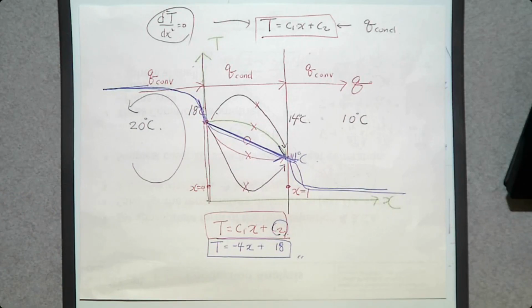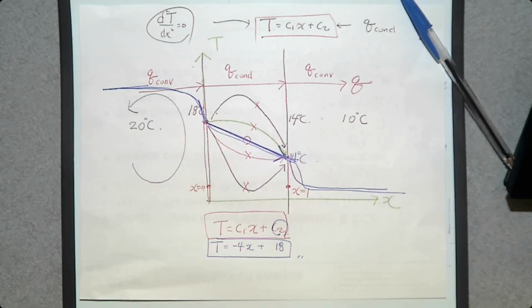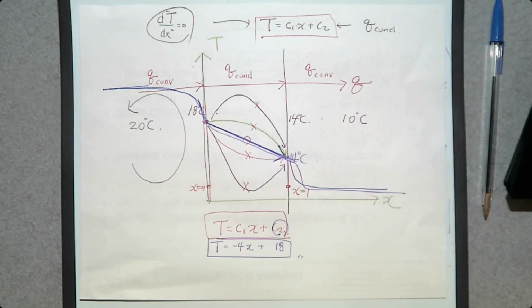Now, what makes this heat transfer problem complicated? We have a convection here. We have a convection here. So this heat transfer is not just pure conduction. It is a combination of convection, conduction, convection. That's what makes this heat transfer complicated. Then we want to know how can we study heat transfer when we have conduction, convection together.